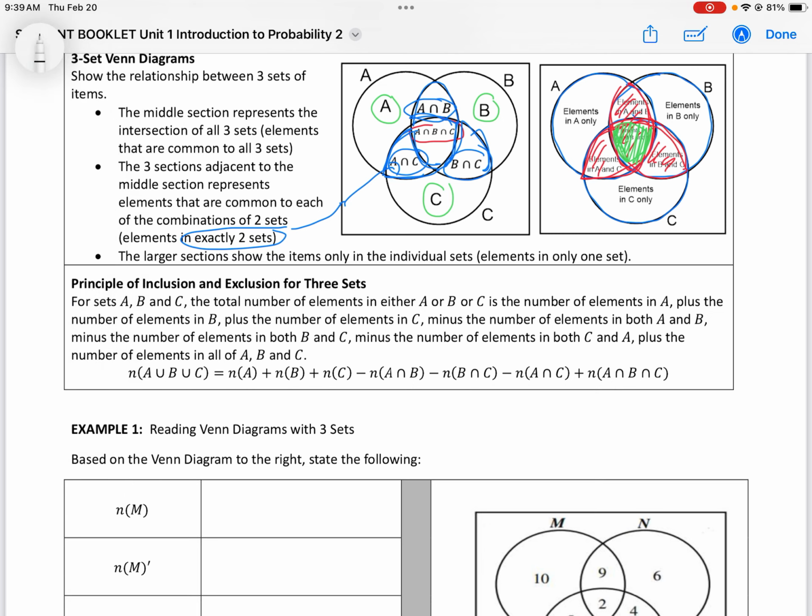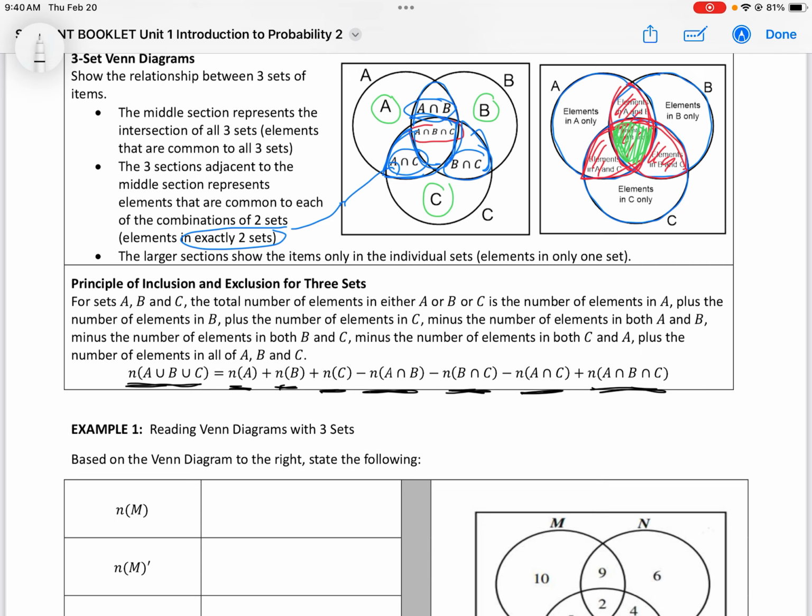Now, the number of elements in A or B or C, so all of these, we're going to add the number of elements in A, the number of elements in B, and the number of elements in C. That's what we just said. But then we're going to subtract the doubles: the number of elements in A and B, B and C, and A and C. But then we're going to add back that middle, the full intersection of A and B and C.